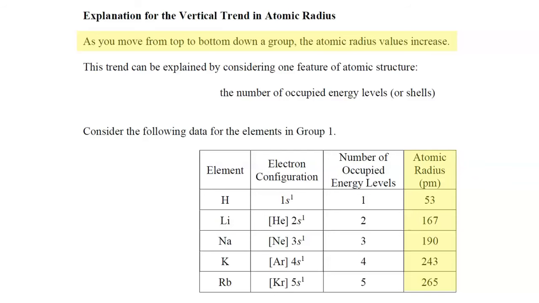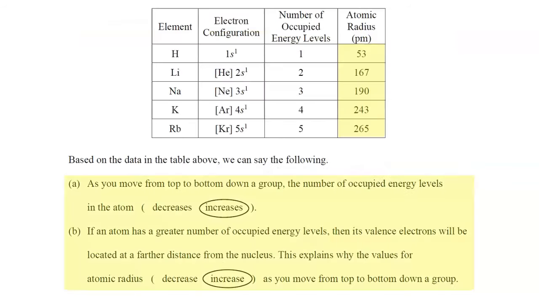And the explanation for this trend is the following: that as you move from top to bottom down a group, the number of occupied energy levels in the atom increases. And if an atom has a greater number of occupied energy levels, then its valence electrons will be located at a farther distance from the nucleus. And this explains why the values for atomic radius increase as you move from top to bottom down a group.